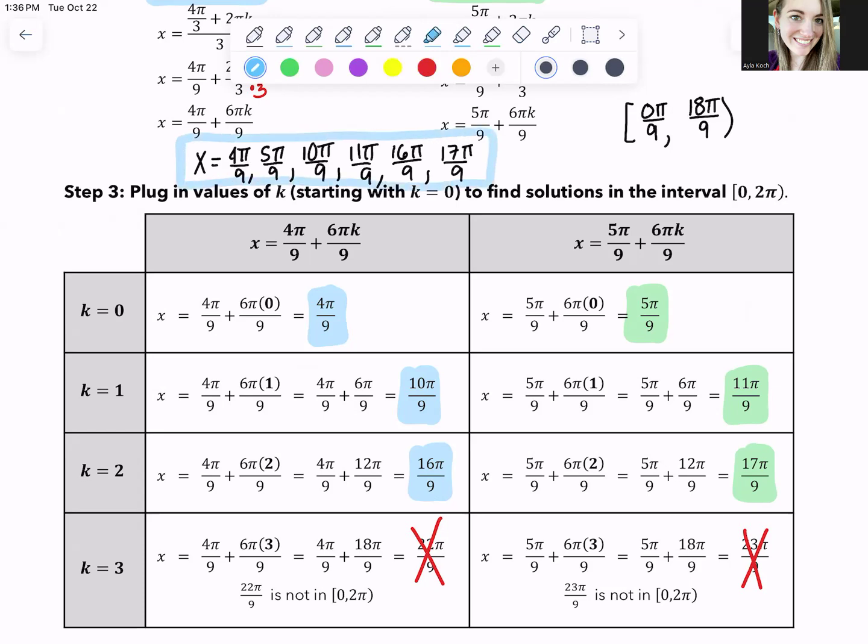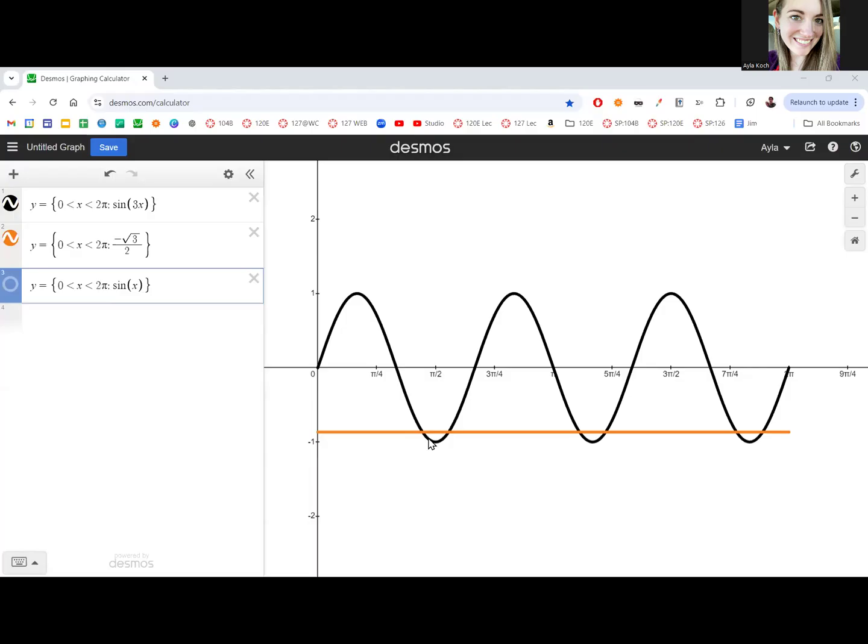All right, so this is the process. And let me show you, I'll share Desmos. Let me share with you that indeed 4 pi over 9, 5 pi over 9, 10 pi over 9, 11 pi over 9, 16 pi over 9, and 17 pi over 9 are the solutions to this. Those are the times where sine of 3x is equal to negative square root 3 over 2.